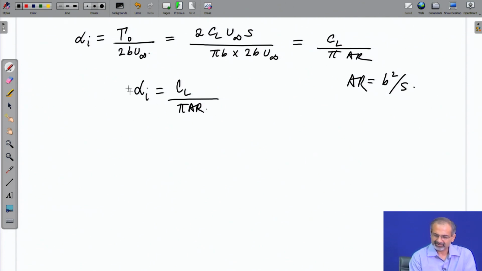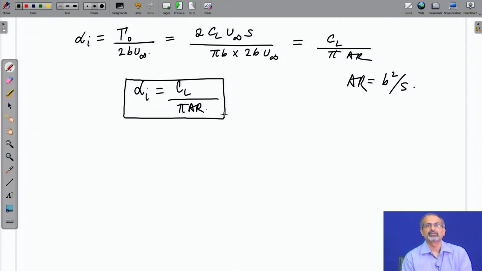Again, it is clear from here that if the aspect ratio becomes infinitely large, alpha I will tend to 0. Also, alpha I will increase as the CL increases.